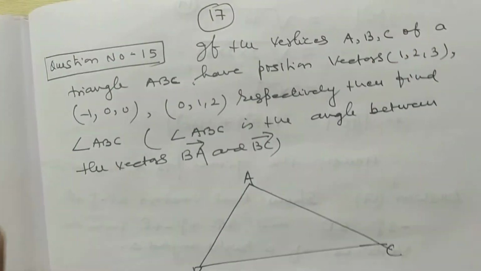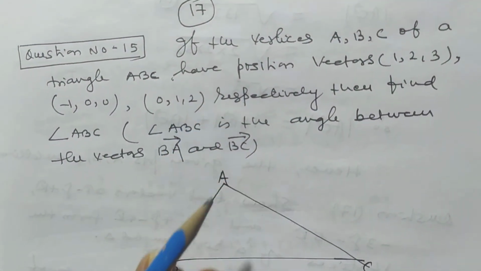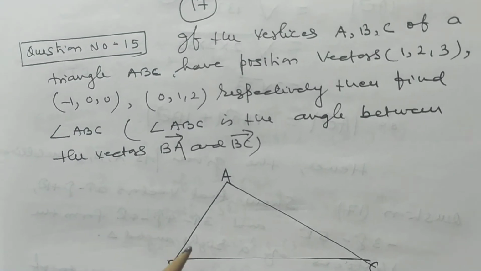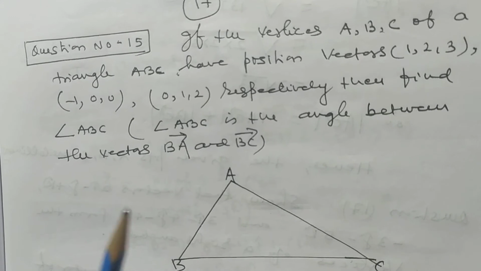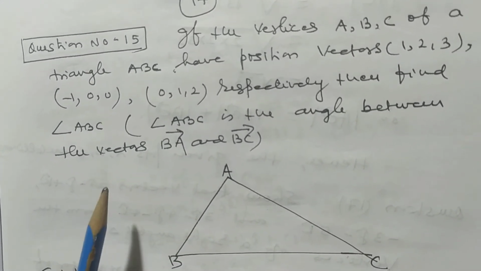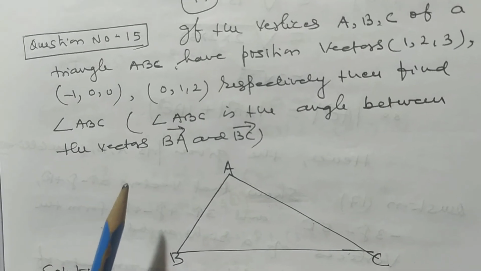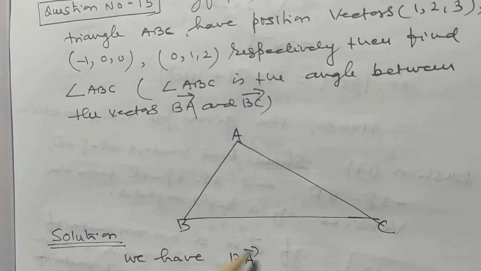Now, my dear students, question number 15. If the vertices A, B, C of a triangle ABC have position vectors 1, 2, 3, minus 1, 0, 0, 0, 1, 2 respectively, then find angle ABC. Angle ABC is the angle between vectors BA and BC.